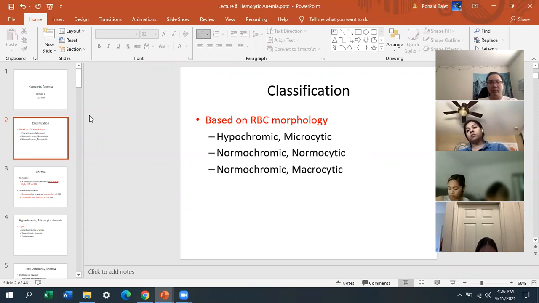So basically, anemias are based on RBC morphology. Hypochromic microcytic, as you know, are iron deficiency anemia and thalassemia. Those are the 2 main ones. Normochromic normocytic anemia is found in chronic conditions like rheumatoid arthritis, tumors, or endocrine disorders. And then the normochromic macrocytic, indicating big cells. Those are your megaloblastic anemias like vitamin B12 and folic acid deficiency, and also pernicious anemia. The term is megaloblastic anemias.